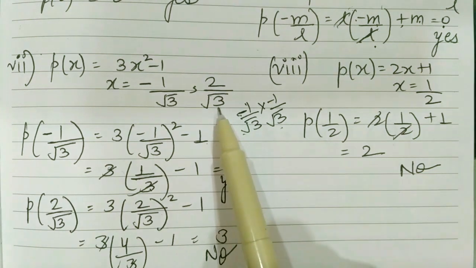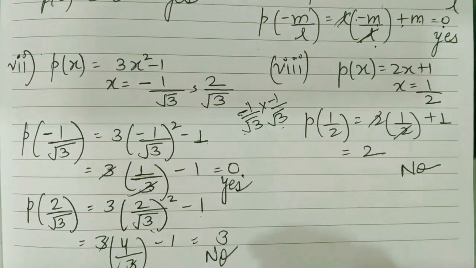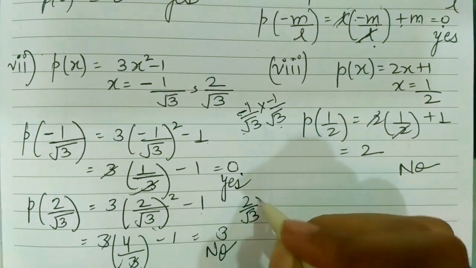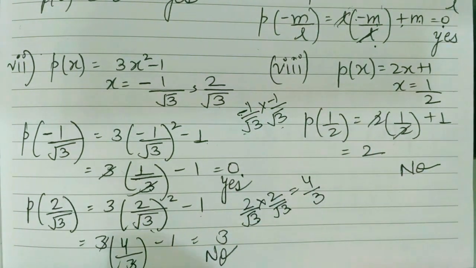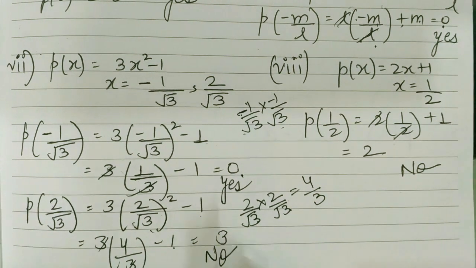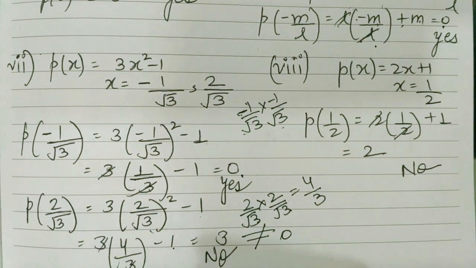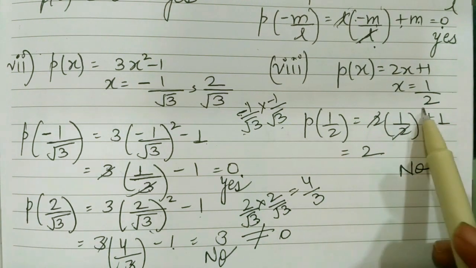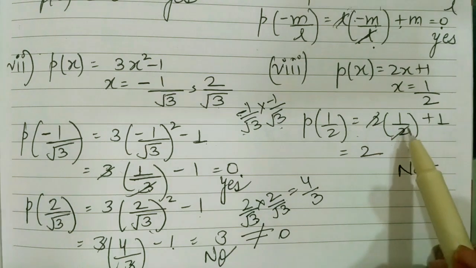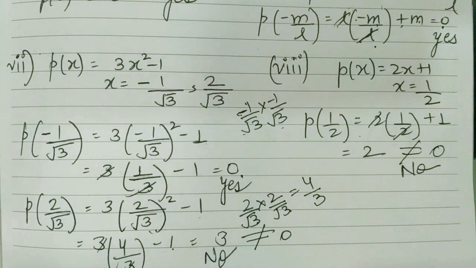When I put x equals 2 upon root 3, it becomes 3 into 2 upon root 3 square minus 1. The square of 2 upon root 3 will be 2 into 2, 4, and root 3 into root 3 becomes 3. 3 cancels out. 4 minus 1 gives 3, which is not equal to 0. So it is not a zero of the given polynomial. Next is 2x plus 1, and I have to check at x equals 1 by 2. 2 and 2 cancel out. 1 plus 1 gives me 2, which is not equal to 0. So it is also not a zero of the polynomial.